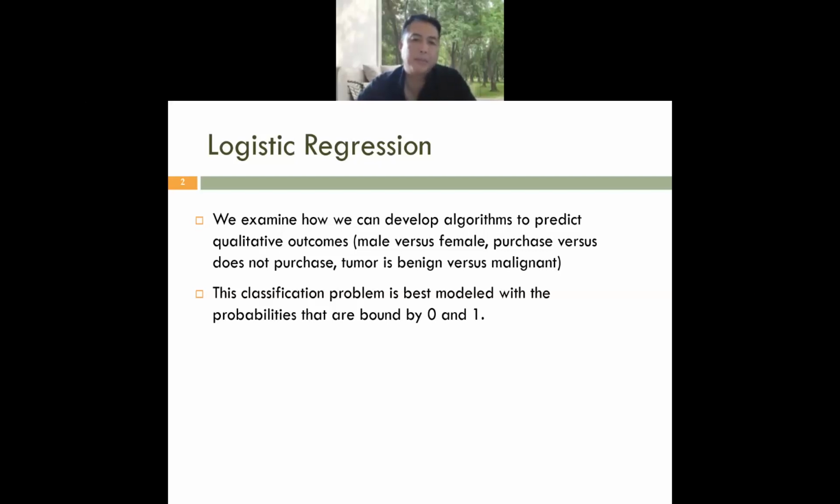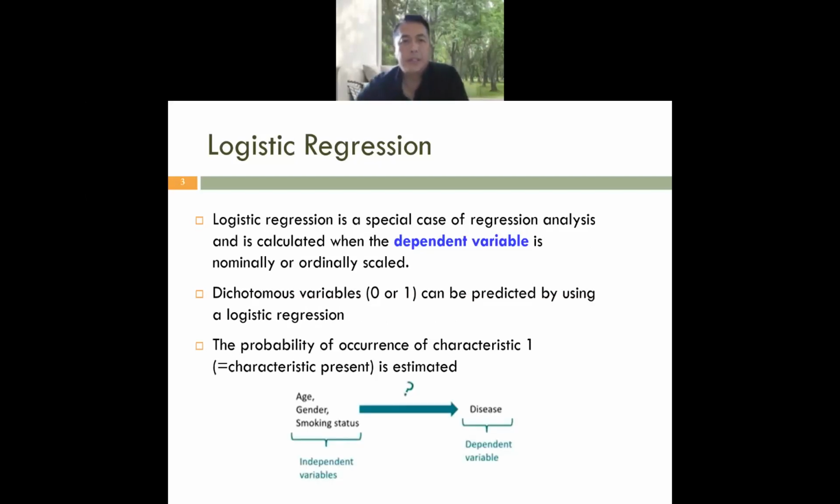So this classification problem is best modeled with the probabilities that are bound by 0 and 1 because we have two values, right? So 0 and 1. So this is a special case of regression analysis. This is calculated when the dependent variable is nominal or ordinal value. So meaning that you have label or categorical values. Dichotomous variable 0 or 1 can be predicted by using a logistic regression.